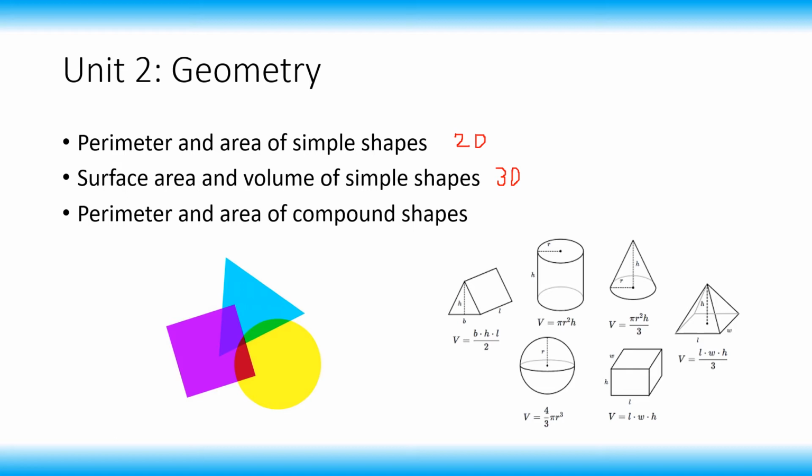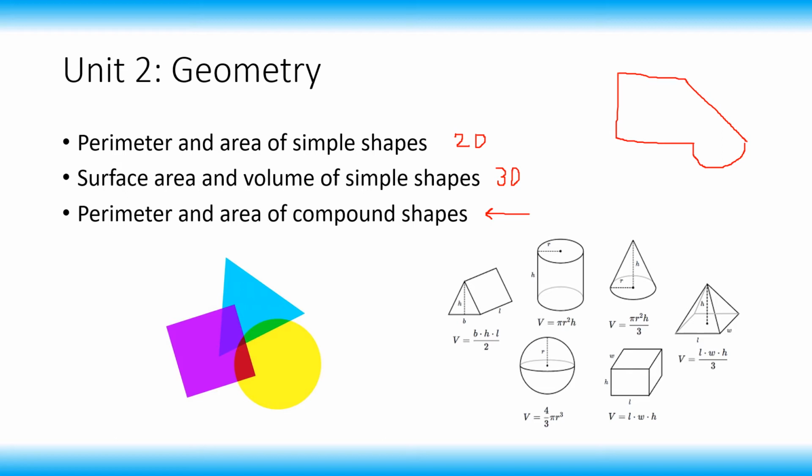But then at the bottom here, you can see I've written perimeter and area of compound shapes. And what I mean by that is I could ask you to find the perimeter and the area of something that's like a square that's then attached to a triangle, and then there's also a circle attached to it. And if I give you enough measurements, you can calculate the total perimeter and the total area inside that shape. That's sort of the last step we're going to get to.